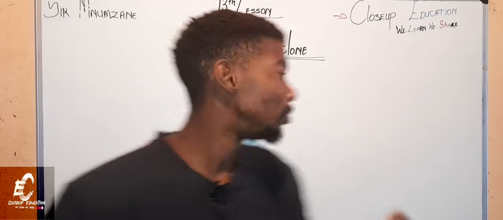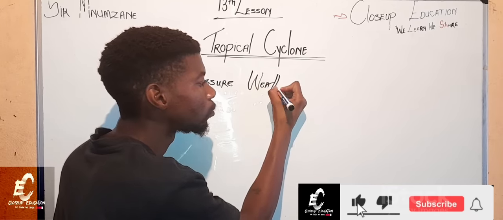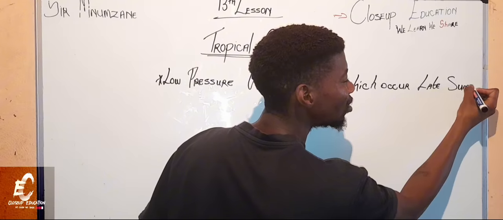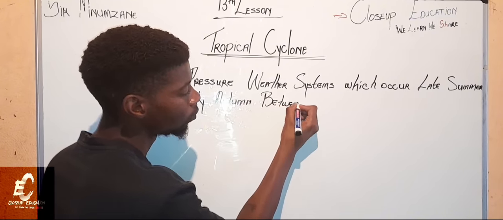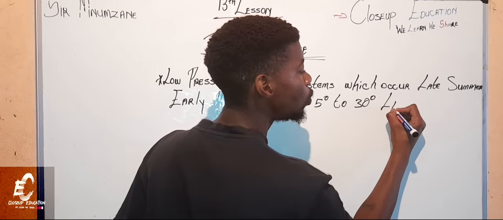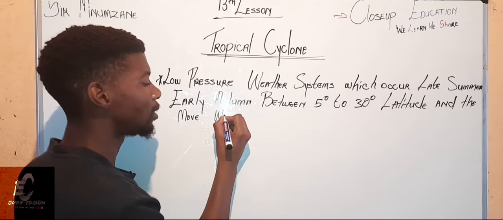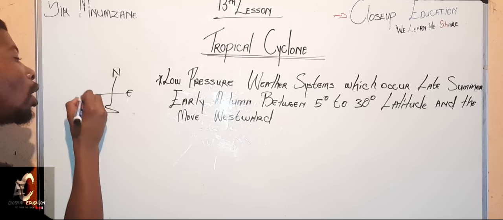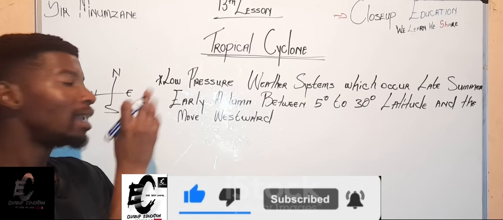All right, let's write it down. I said they are what? Low pressure weather systems which occur late summer, early autumn, between 5 degrees to 30 degrees latitude, and they move westwards. Remember, this is our cross, never eat sour worms. So this is our westwards. Unlike mid-latitude cyclones, which move eastwards, these ones move westwards.